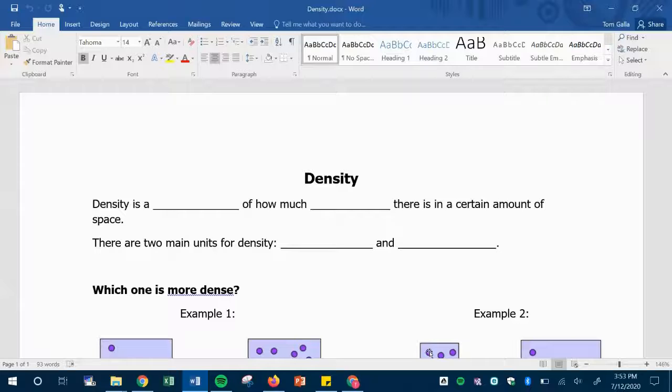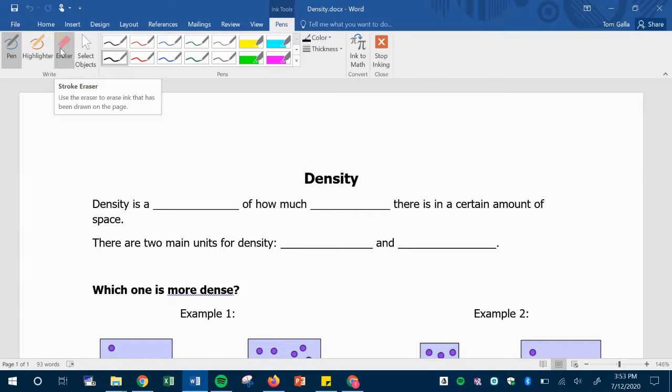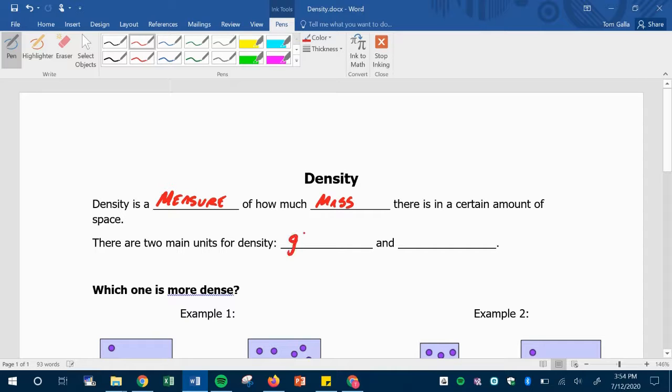So for density, the important thing here is the fact that density is a measure of how much, let's just say, mass there is in a certain amount of space. And so for this, there are two big units that we use for density. The first one is grams per milliliter, and the other one is grams per centimeter cubed.